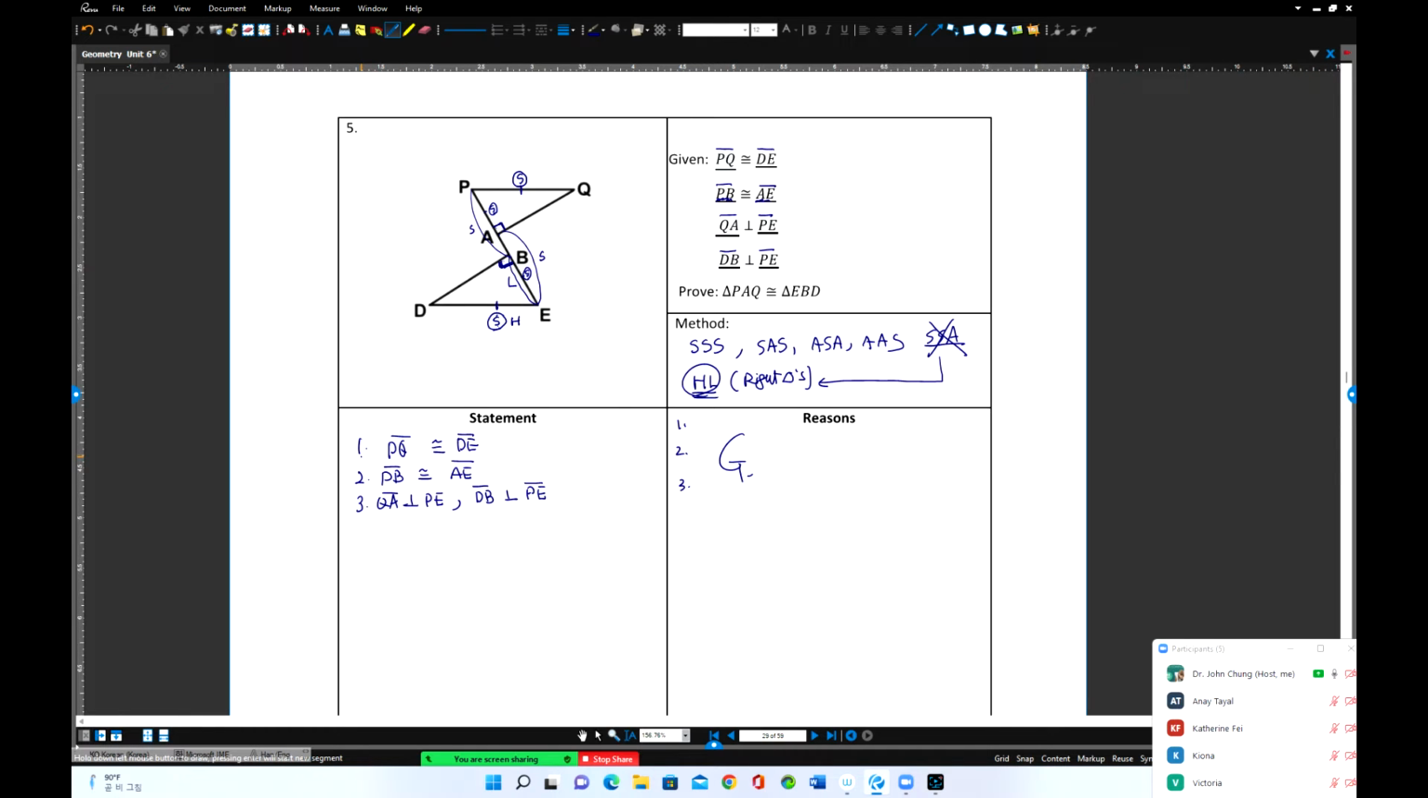This is already fixed, PQ and DE. Okay, now using this PB and AE, we're going to check. PA equals BE. Okay, so this side, AB is what? From this side, AB, the other side, same length. So we're going to use what? AB congruent to AB. Okay. Reflexive property.